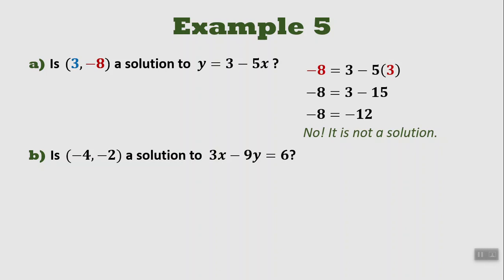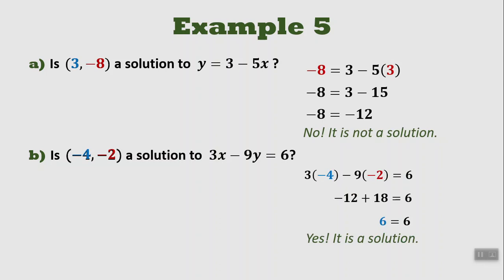5b, is negative 4, negative 2 a solution to 3x minus 9y equals 6? I want you to give it a try and then come back and check when you're done. All right, when we plug in negative 4 for x and negative 2 for y, this is what it looks like. We simplify each side. It comes out 6 equals 6. Yes, it is a solution.